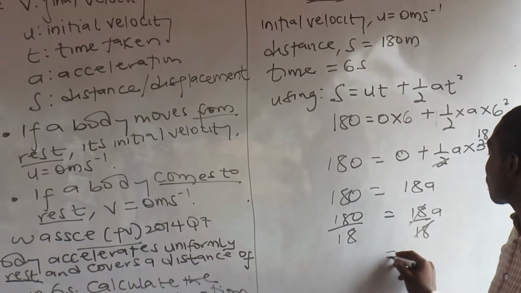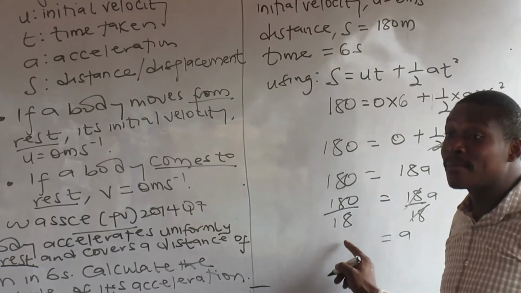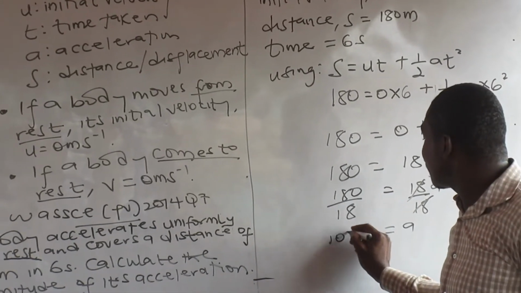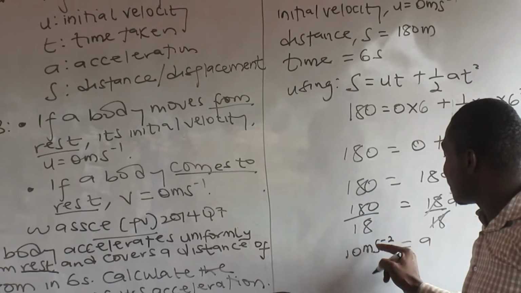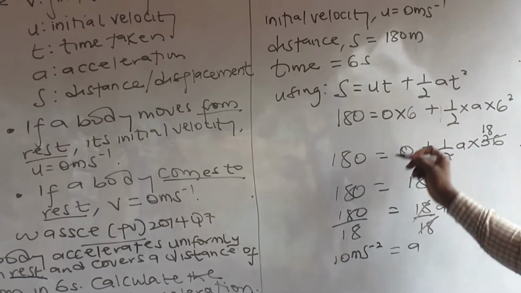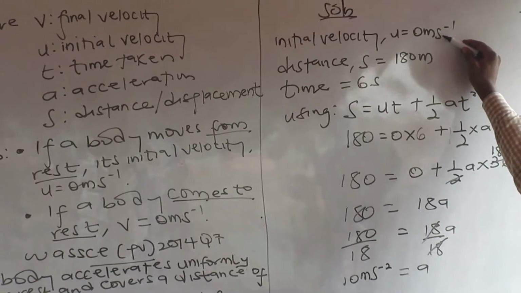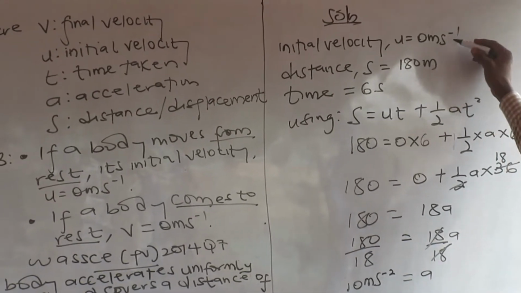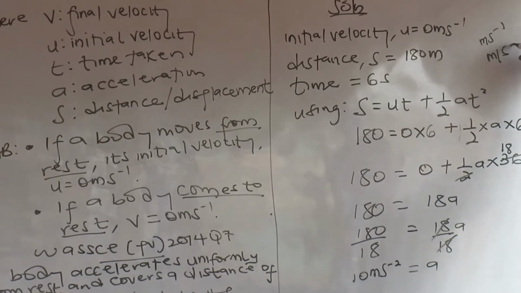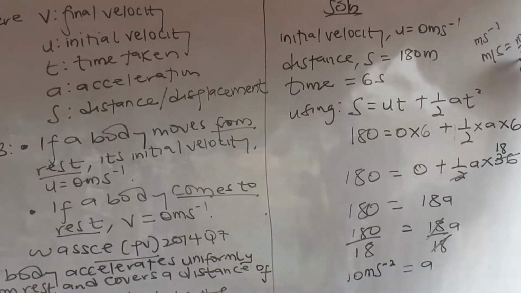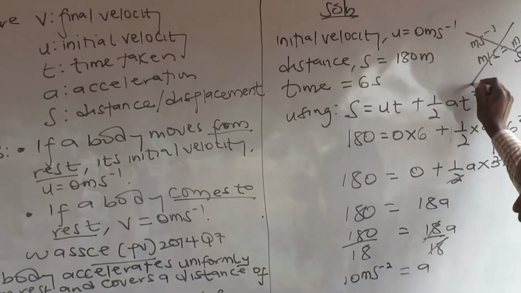My acceleration will come out. What acceleration here? So that is 10 meters per second squared. Remember the units for acceleration. This is meter per second squared, and this is called meter per second. So take note. Or you do this: this 10 means M up, S down. That is the meaning. Good.